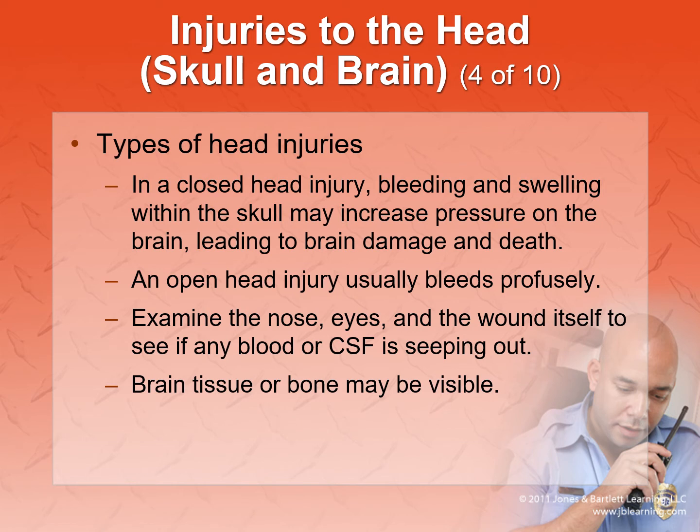All right, so closed head injuries, open head injuries, right? So closed, there's bleeding and swelling within the skull, puts a lot of pressure on the brain, and that can kill someone right there. Just that swelling, as you can imagine, our bones don't swell, right? And so we really don't have a lot of room in our cranium for that expansion. So even a little bit of increase in pressure can actually start causing a lot of problems.